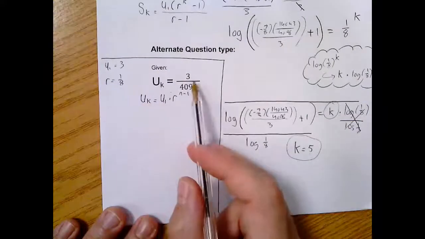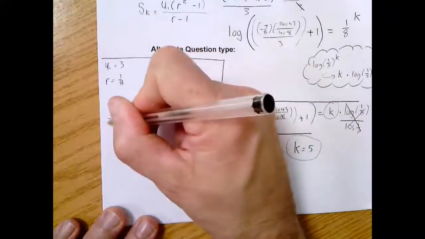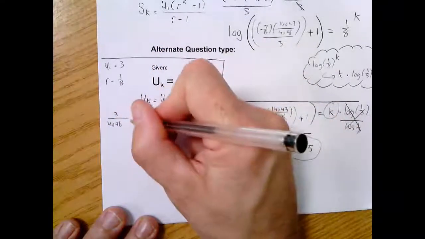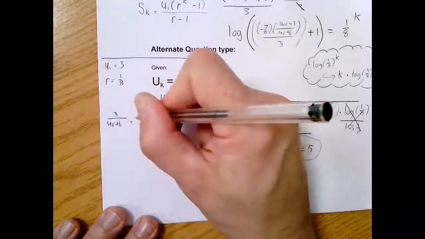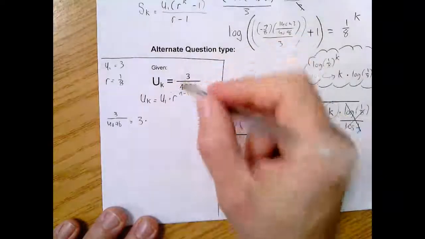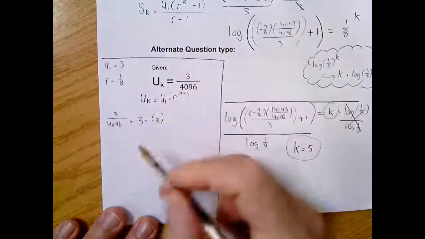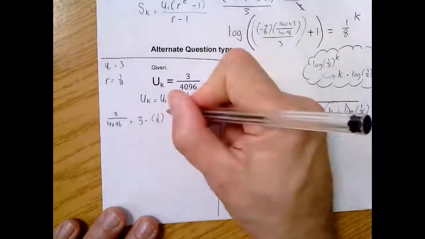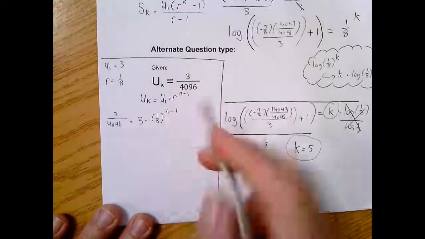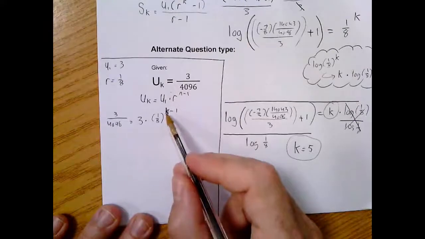Okay, so now we just plug in. Instead of u sub k, I have 3 over 4,096. I'll just write that right there. That's the first substitution. Instead of u sub 1, I'll put in a 3. Instead of r, I put in an 1/8. And then it just says n minus 1. All right. So my goal is to get, oh, you know what? I said k. Excuse me. K minus 1. So I want to get to that k.